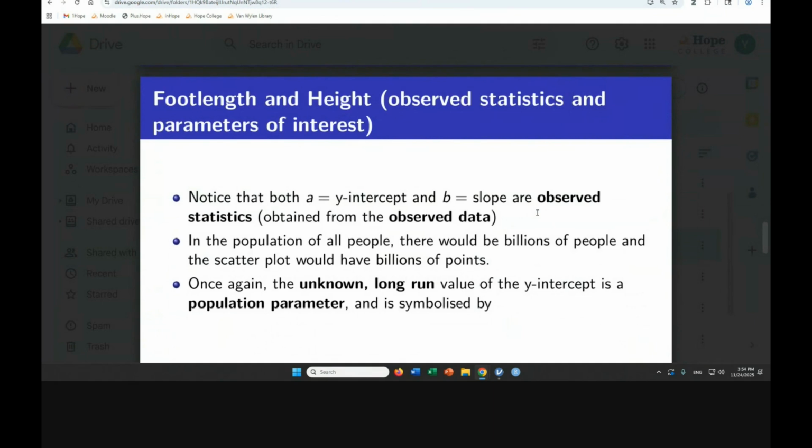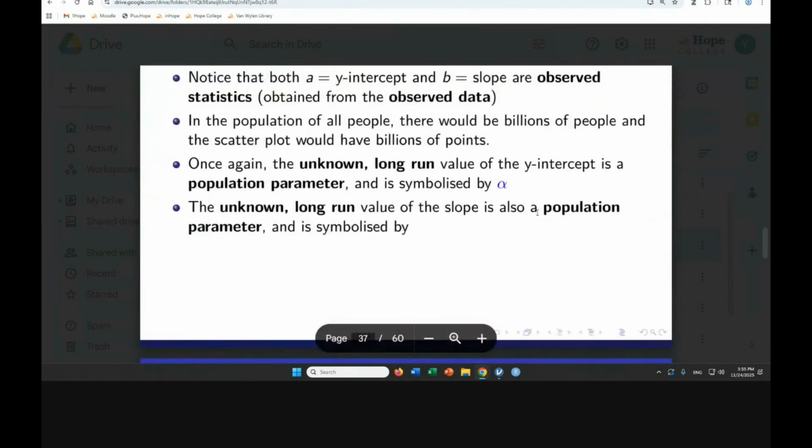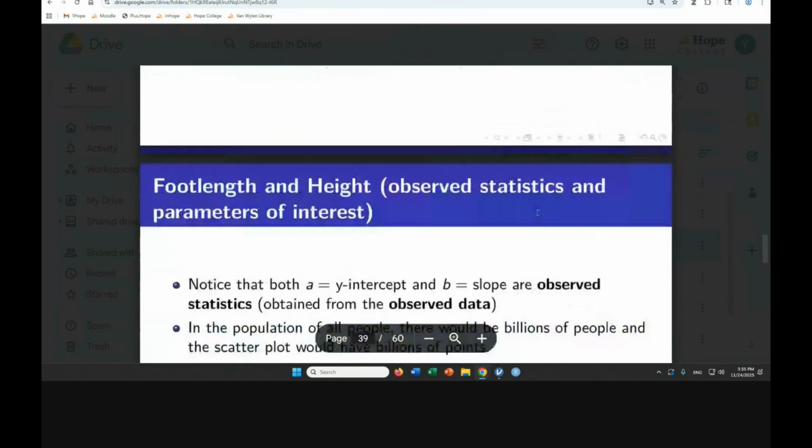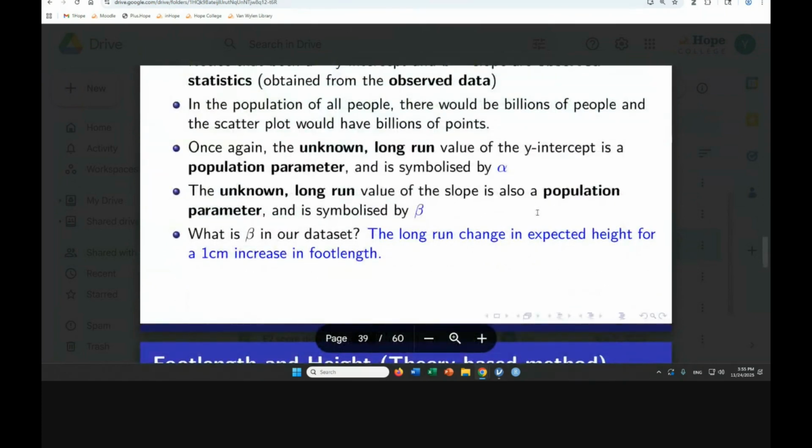But does it stop me from conceptualizing that these numbers exist? They do. Okay, so once again, the unknown long-run value of the y-intercept is a population parameter, and it is symbolized by alpha. The unknown long-run value of the slope is also a parameter, and it is symbolized by beta. What is beta in our data set? You will notice that it's very similar to our interpretation of b, but there is a slight difference. If you look at how I interpreted the slope from our original observed line, I said it is the predicted increase in height. Notice now I don't say increase, I say change.